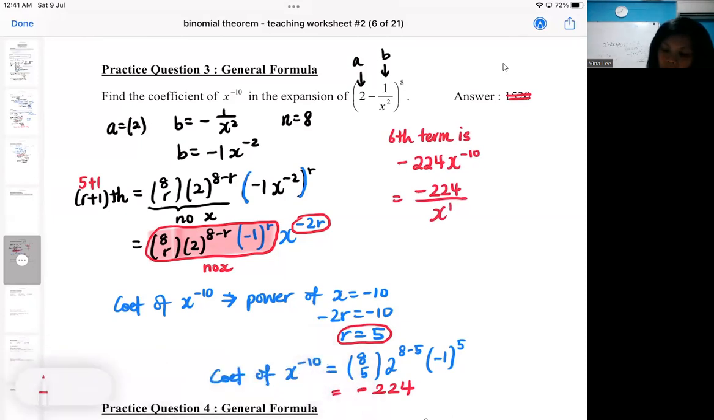So you change back the negative power. So it looks like a fraction. So this is just another use of the general formula, but when it involves negatives and negative powers, some people get confused.